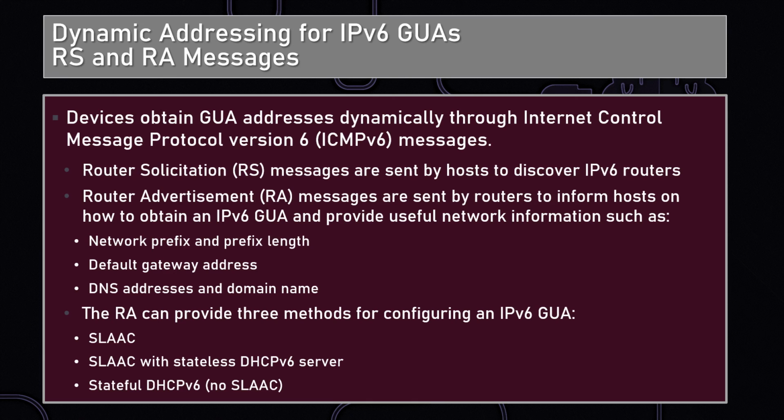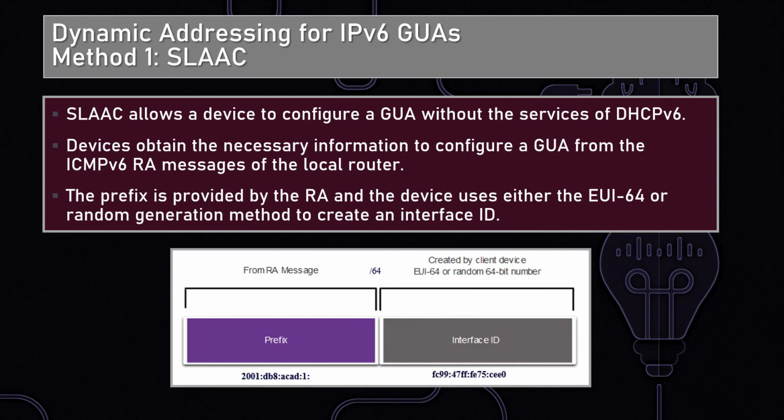The RA can give us 3 different methods for pulling the GUA: SLAAC, SLAAC with stateless DHCPv6, or stateful DHCPv6 with no SLAAC. So we've got SLAAC, no SLAAC, and then kind of a hybridized thing in the middle. Now, we've talked about SLAAC a couple of times, probably time to explain what it is. SLAAC allows us to configure a GUA without the services of DHCPv6. Devices obtain the necessary information from the advertisement messages, and the prefix is provided by the RA, and either the EUI-64 method or random generation method is used to create the interface ID.